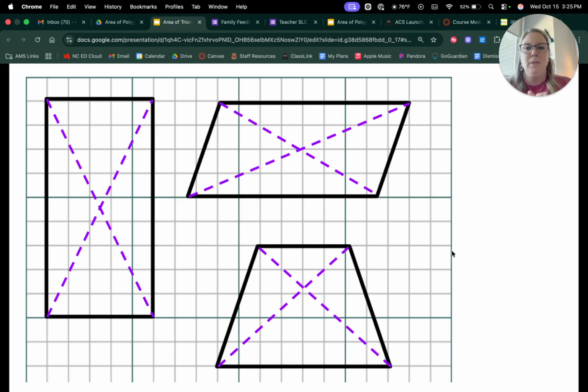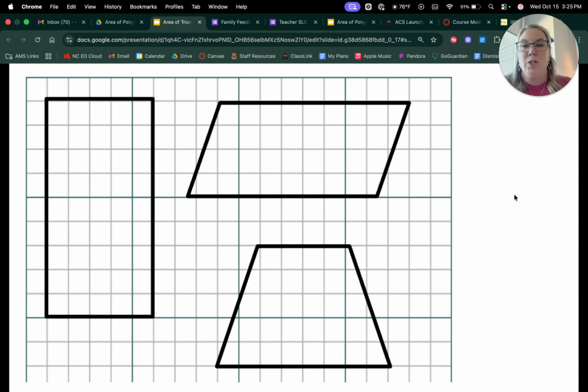Okay. Now, we've been using base times height. So why does base times height work for these funky shapes? I should have showed you this a day ago, but honestly, I forgot. So here's why it works.